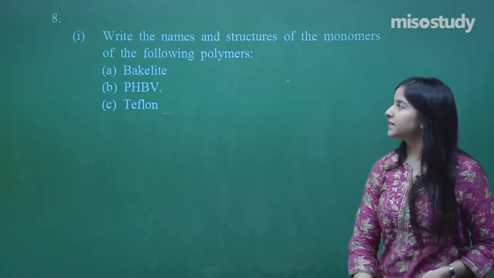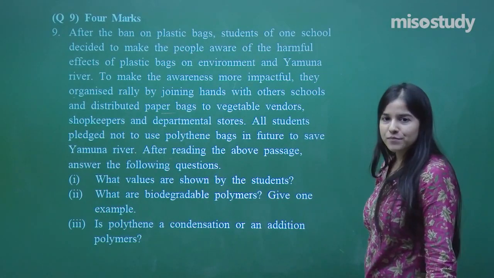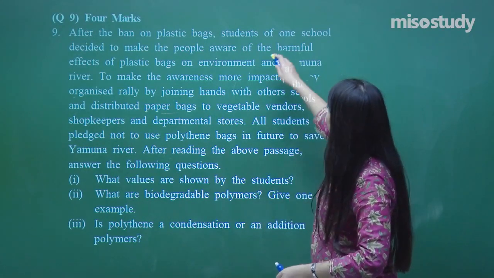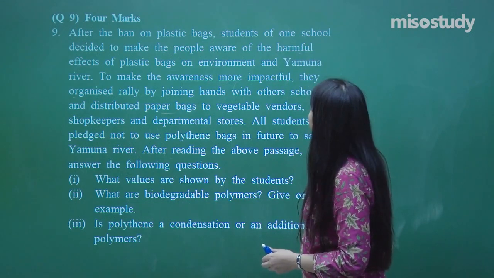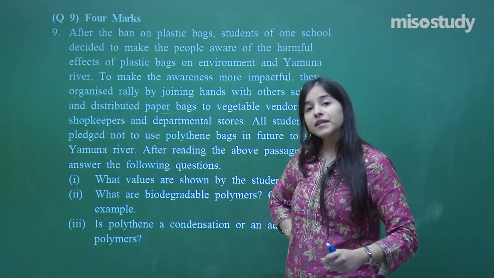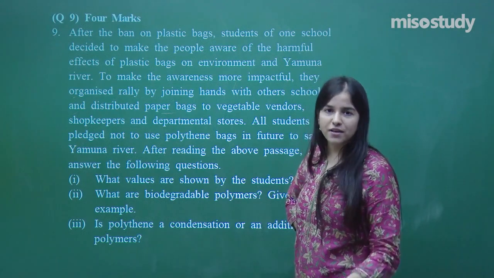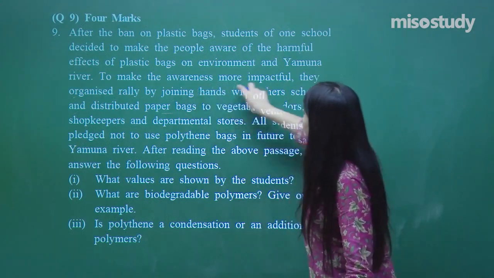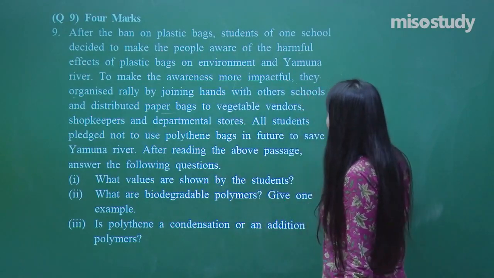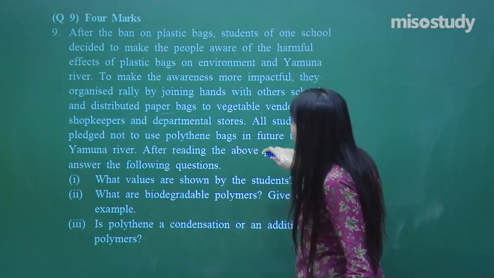Now comes question number 9. And yes, what do I have here? So it's a value based question basically. After the ban on plastic bags, read carefully. Students of one school decided to make the people aware of the harmful effects of the plastic bags on the environment and the Yamuna river. They found that plastic bags are very harmful for the environment, and they decided to make each and everyone aware of it. To make the awareness more impactful, they organized a rally, joining hands with other schools, and distributed paper bags to the vegetable vendors, shopkeepers and departmental stores.